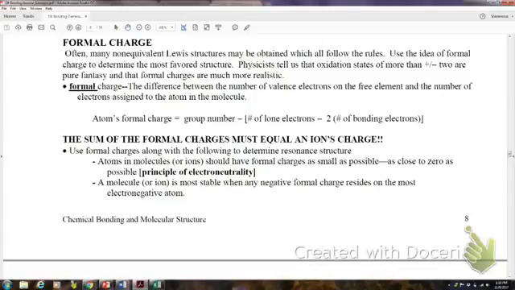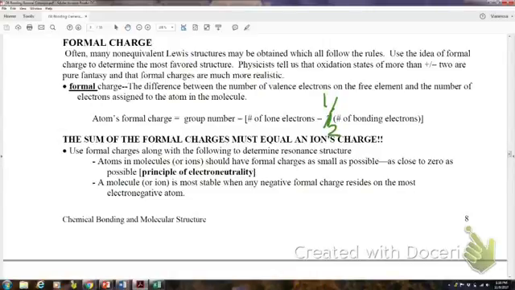Okay. So the way that you calculate formal charge is this. First of all, this should be 1/2 of the bonding electrons. It's a typo. Okay. So you take your group number for your atom and you subtract from it the number of lone electrons, so the number of electrons that are in the lone pair, and then half of the bonding electrons, because remember, only half belong to that particular atom. The other half are being shared.